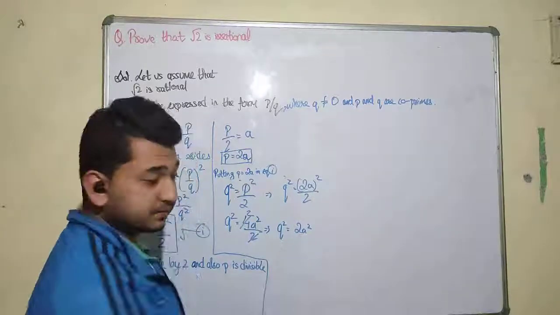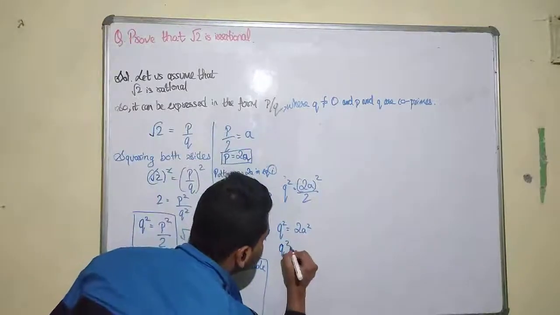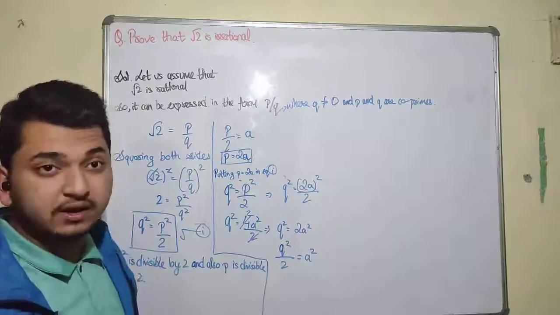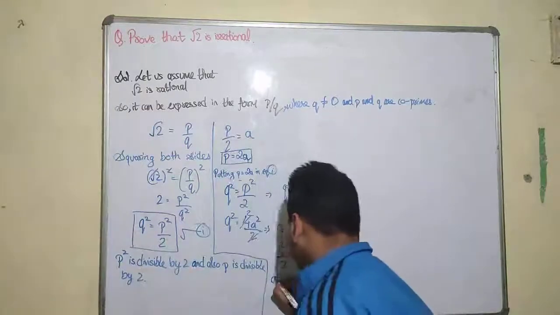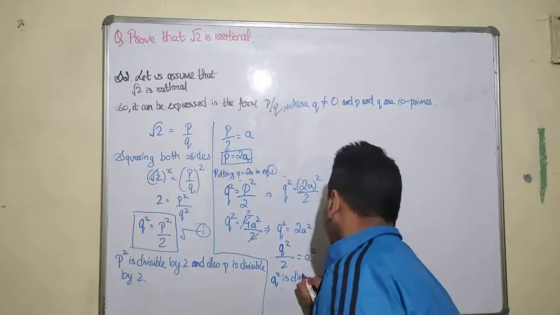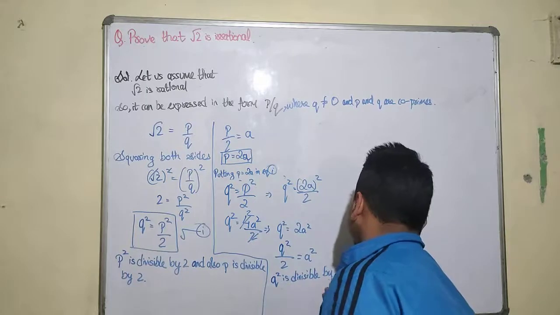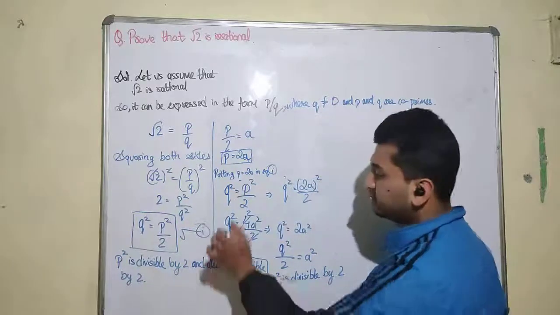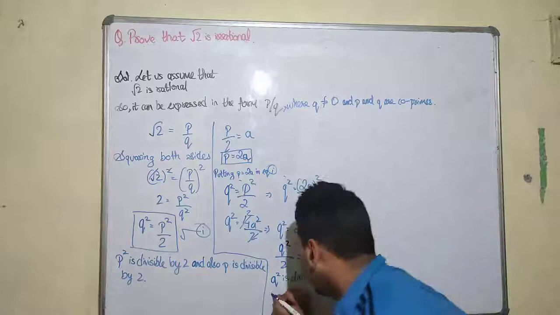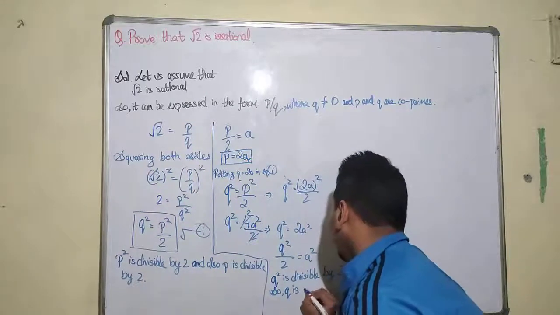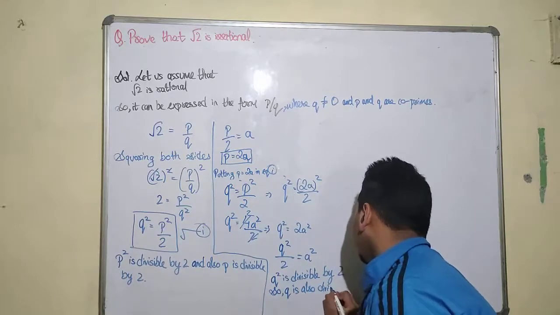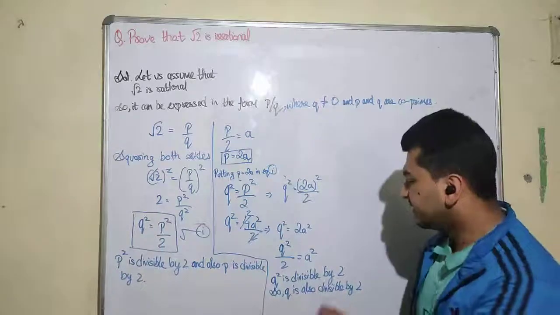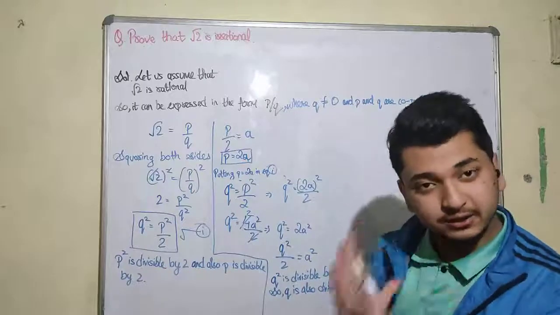Now we will bring this 2 out here. So q square by 2 is equal to a square. Here we can see that q square is divisible by 2, same as p square. So q square is divisible by 2, and if q square is divisible by 2, then of course q is also divisible by 2.